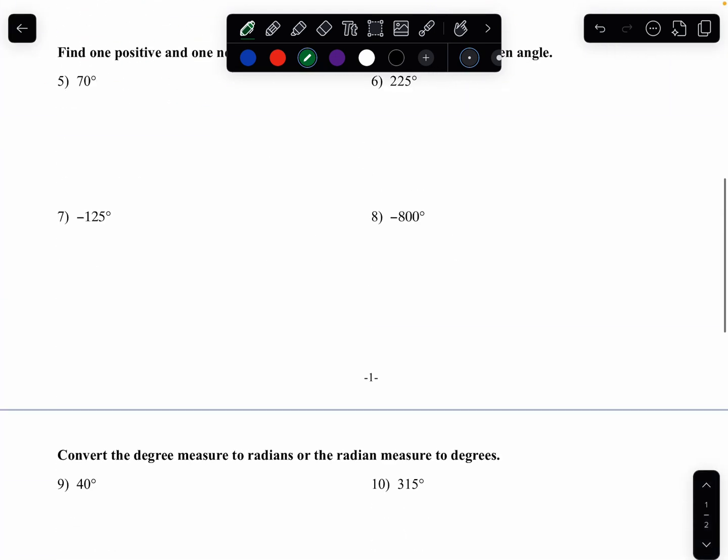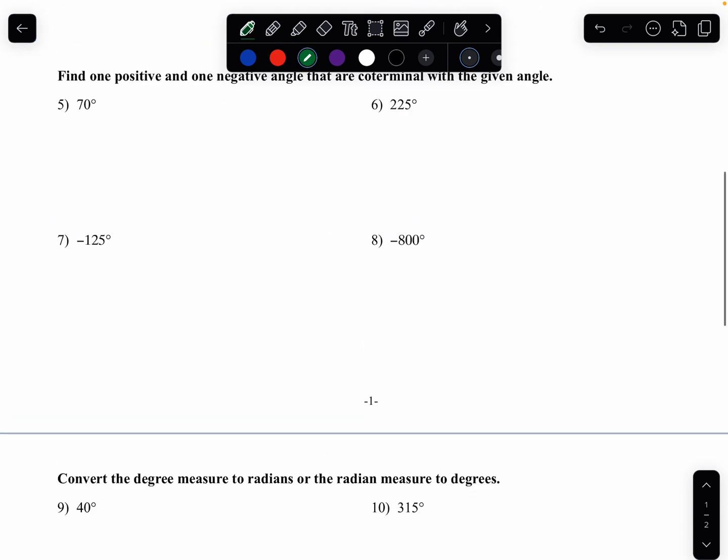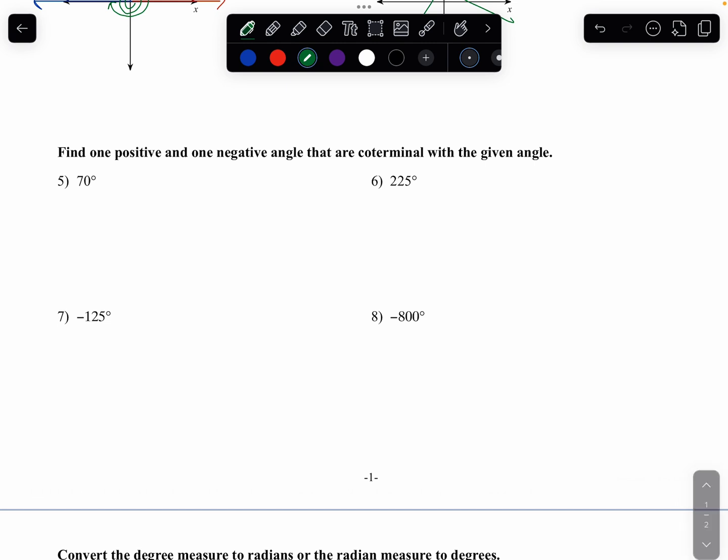I can't remember if I crossed these out right here. Maybe not. So find one positive and one negative angle that are coterminal. To find coterminal angles, that's going to be adding or subtracting multiples of 360. So I guess I could say n times 360 degrees. So if I want to find one positive, I'm going to add 360 degrees here. So 70 plus 360 is 430 degrees.